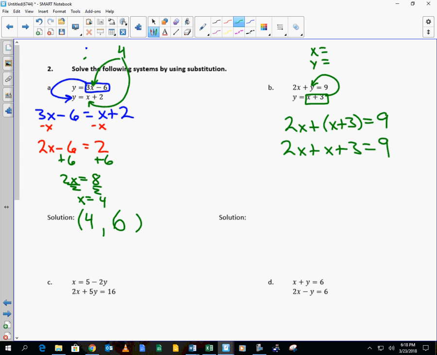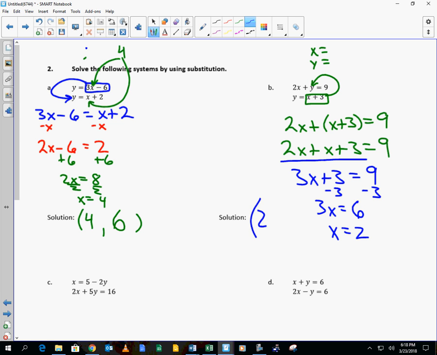You can see there's nothing that we have to put through the parentheses on here when there's simply an addition sign. The question is, what terms can we combine together? Here you can combine the 2x and the x to get 3x. Subtract my 3 from both sides. 3x is equal to 6. So x is 2.